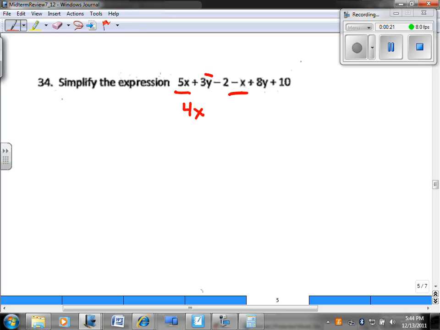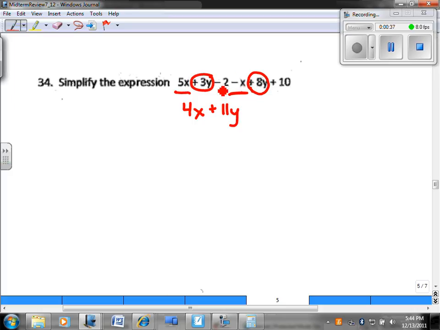Then we have positive 3y. Do we have any other terms with a y? Yep, we have plus 8y. So plus 3y plus 8y is going to give us 11y, positive 11y.